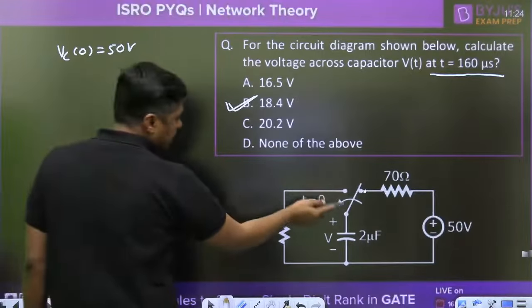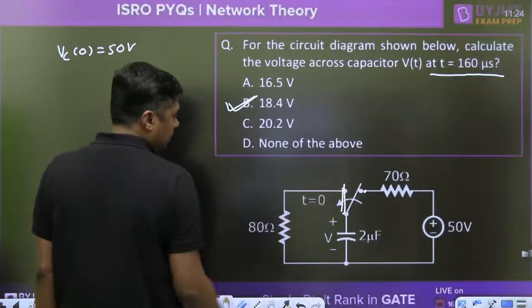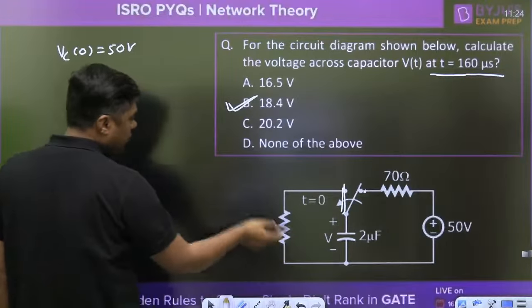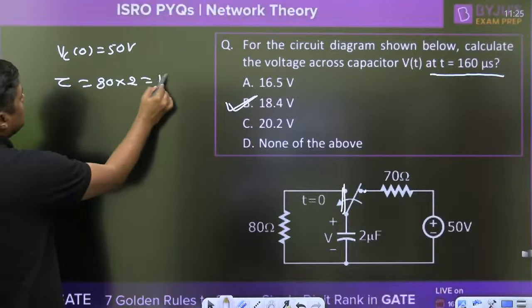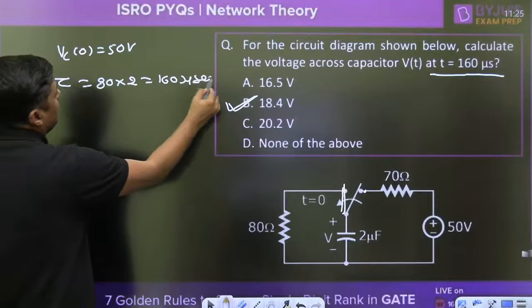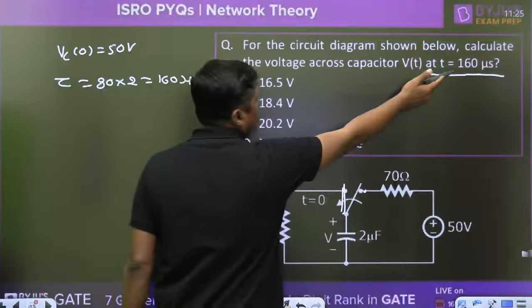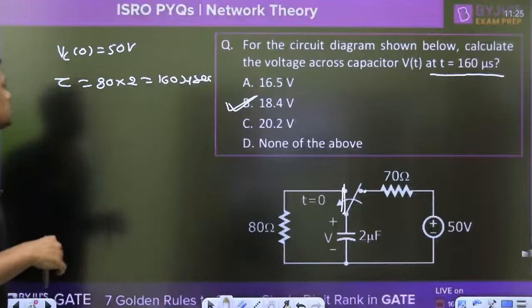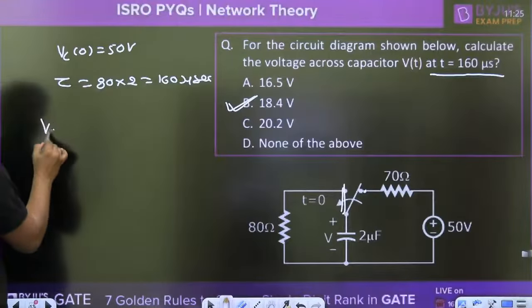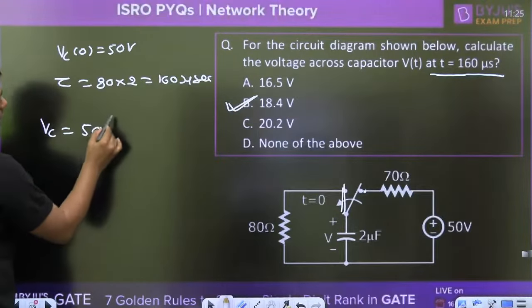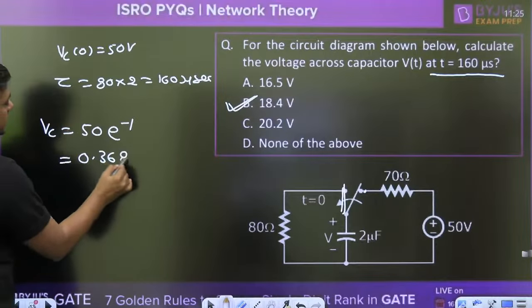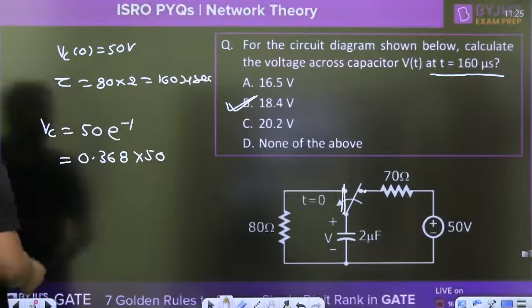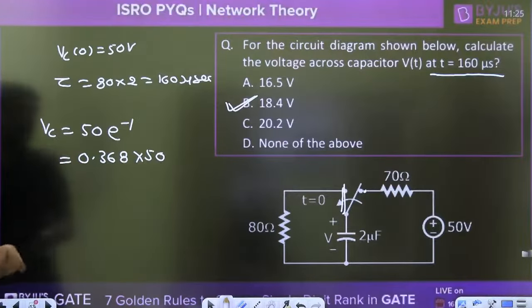Now the switch is connected here, so this will become source free. So what is the time constant? Check the time constant, 80 into 2, directly you can write 160 microsecond. And what is the time given? 160 means it is one time constant. In one time constant, directly you can write 50 upon e or e raised to power minus 1. That is nothing but 0.368 times 50. Directly solve it and you will get the answer.